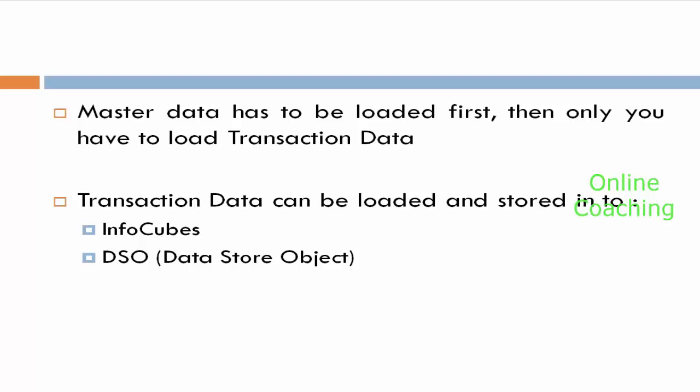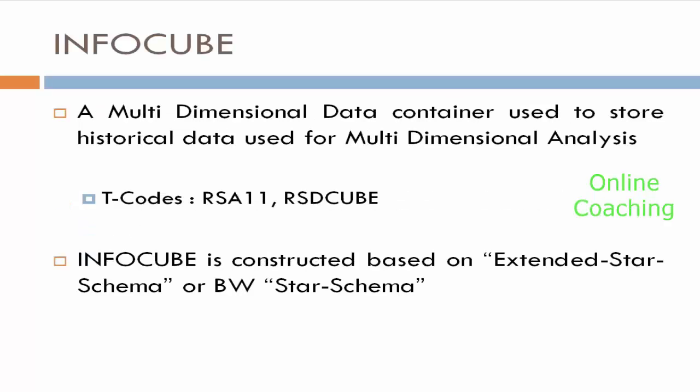To load transaction data, we have data targets. The transaction data can be loaded and stored into data targets or InfoProviders. We call them InfoCubes and DSO. DSO stands for DataStore Object. These two are the main targets or InfoProviders to store the transaction data at the BW level.